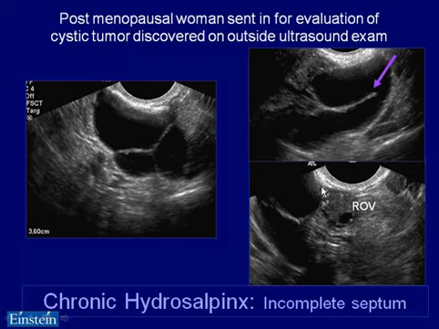This represents a chronic hydrosalpinx and shows the incomplete septum sign. This is not a cystic tumor. It doesn't need follow-up. It can be left alone, and the patient can be reassured.